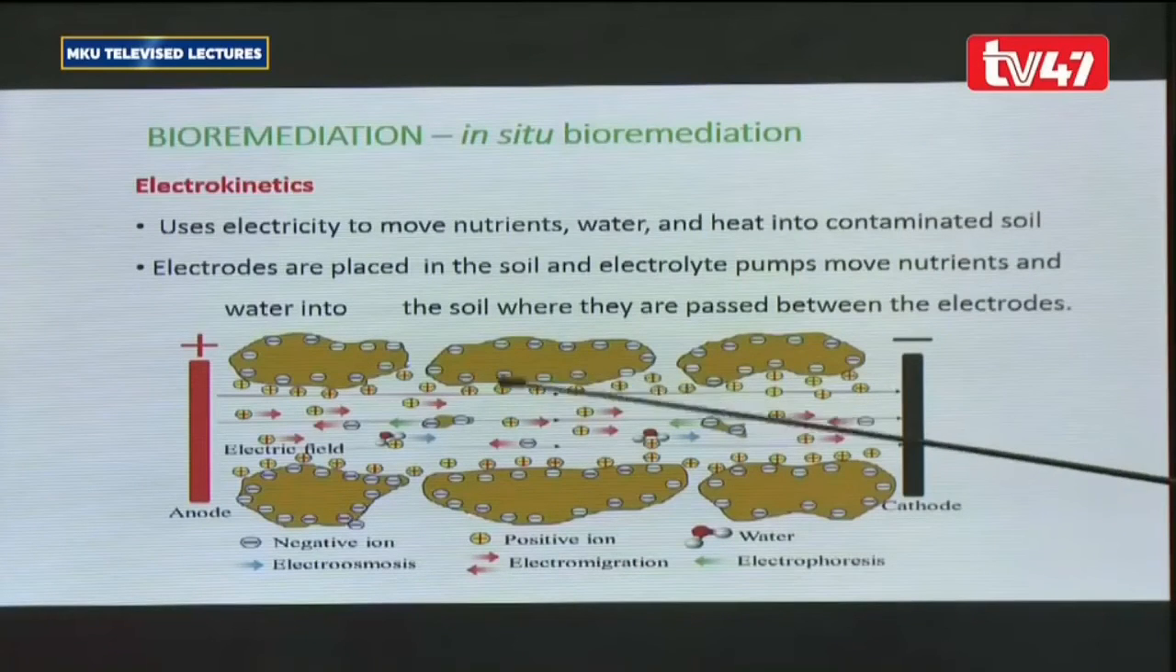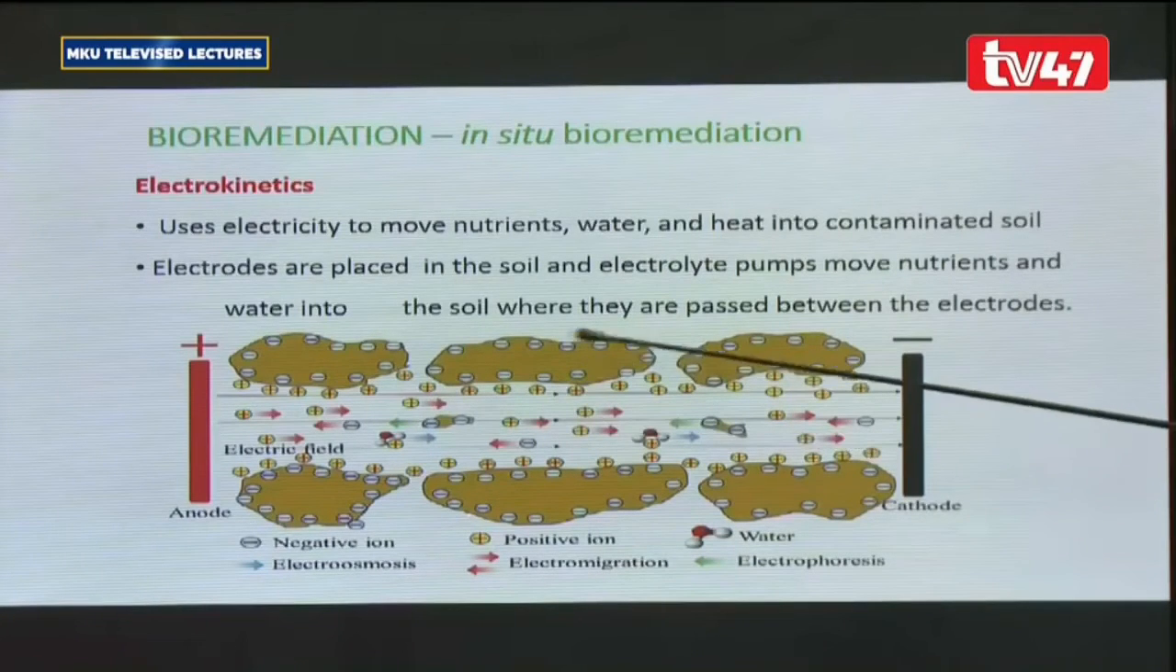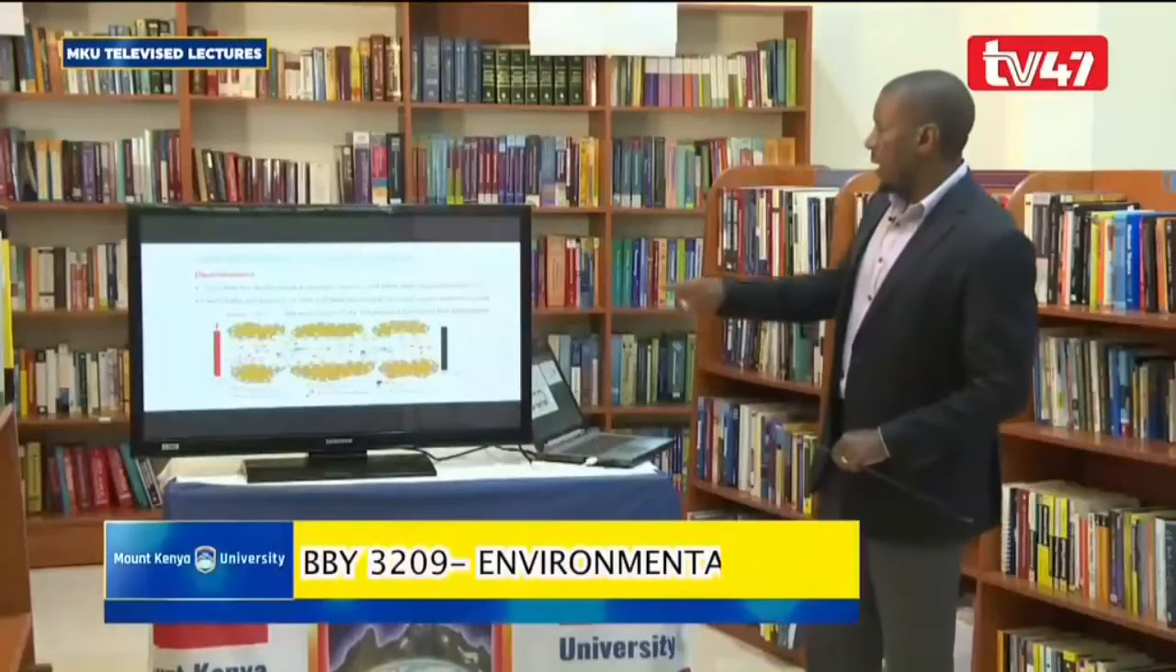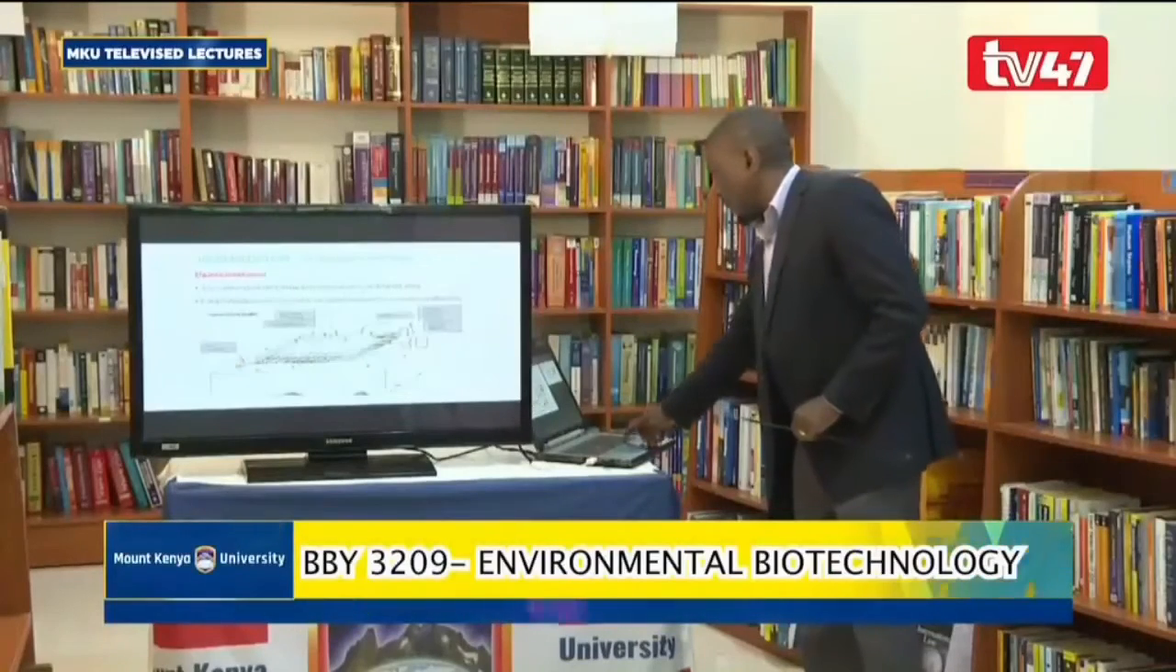depending on the charge on the biomolecule, it will move towards the different electrodes. The idea is to move the nutrients around so that different microorganisms can access the nutrients as they pass by. And the nutrients now are not static. Then we have electrolyte pumps, which actually pump the nutrients into the soil, while the electrodes create that field where the nutrients will be able to move around. This way you are ensured of the growth of the microorganisms, and then they will take care of the contaminants.